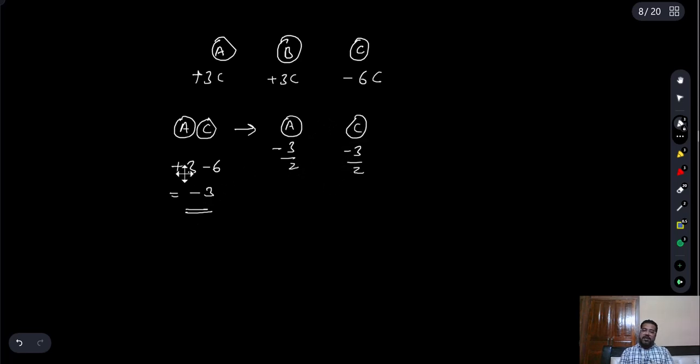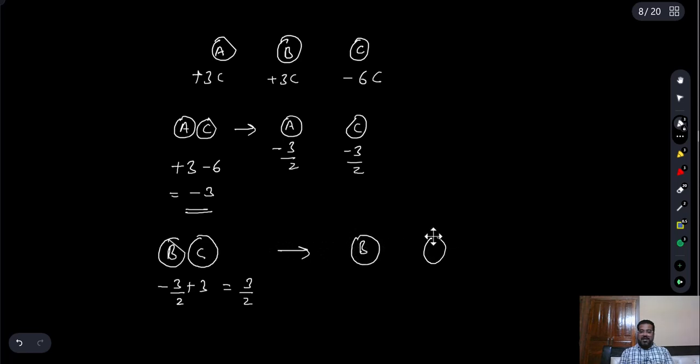Now let's say we touch sphere B and sphere C. In this case, the effective charge will be -3/2 on sphere C and 3 on sphere B, so that comes out to be 3 over 2. So this is the effective charge. The final charge on B and C will be half of this, that is 3 over 4 and 3 over 4.